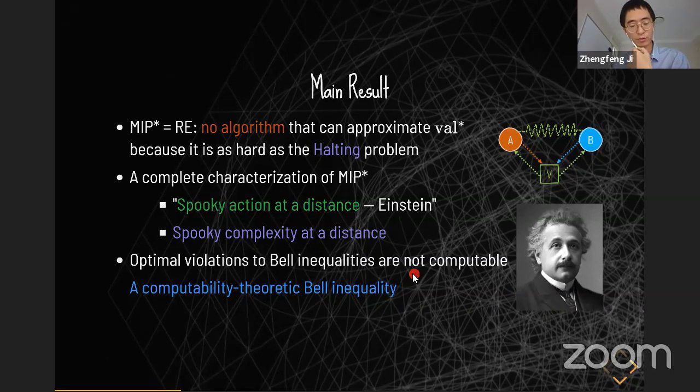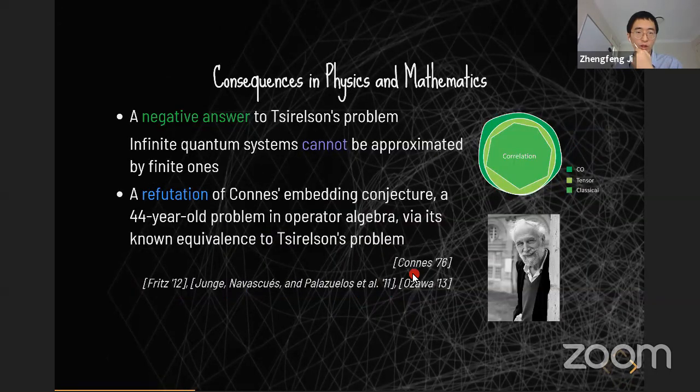Because what John Bell is telling us is that you have certain games where the values are different, but our result says that if you look at the computability of these values, they are different. The result also has consequences in physics and mathematics. It gives a negative answer to Tsirelson's problem and gives a refutation of Connes' embedding conjecture, which is a major open problem in operator algebra.